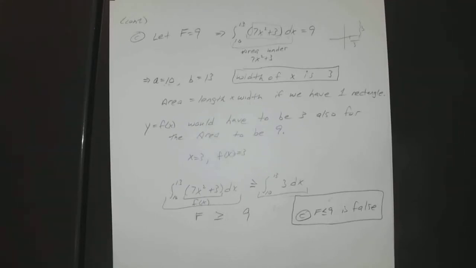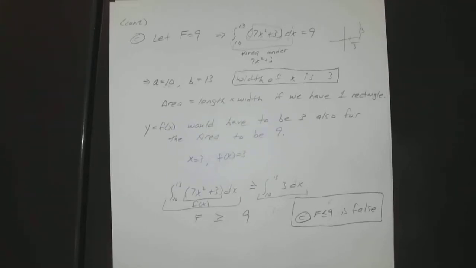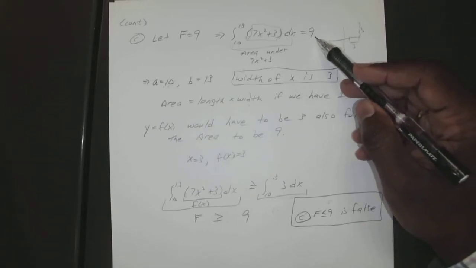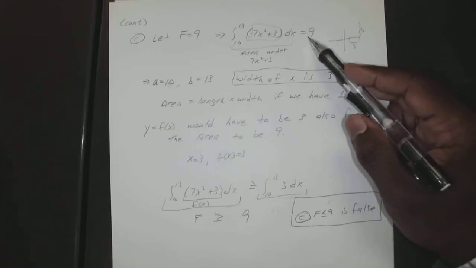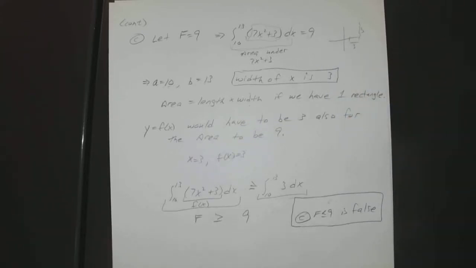So because of the range, we know that the width is 3. Yes, because of the range. Exactly. And so length times width, in order for the area to equal 9, it has to be 3. Yep, it has to be 3. That's the only way your area will equal 9, at least for that to be true.